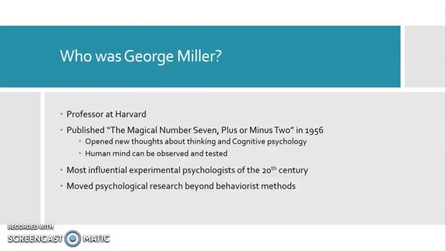So who was George Miller? George Miller was a professor at Harvard who published a paper called The Magical Number 7 Plus or Minus 2 in 1956. It opened new thoughts about thinking in the field of research called cognitive psychology. It showed that the human mind can be observed and tested in the lab. He is called one of the most influential experimental psychologists of the 20th century. He helped move psychology research beyond behaviorist methods.